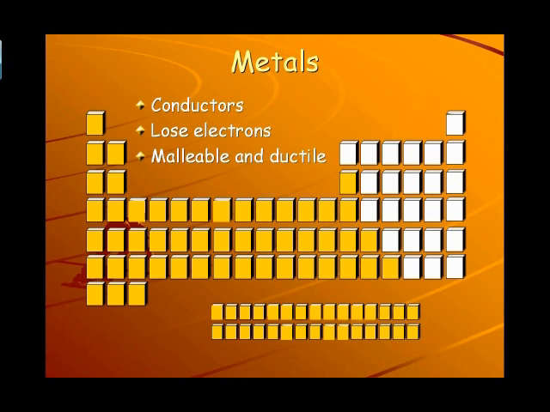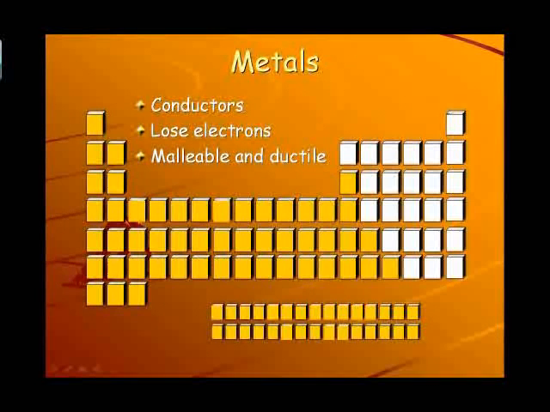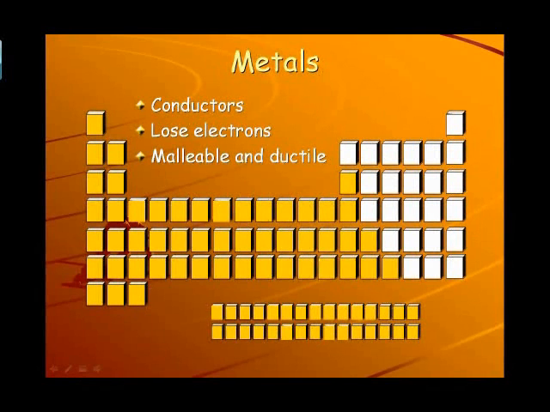Now, on the left side of the periodic table, everything that you see in yellow here, those represent the metals in the table. They're conductors. They typically lose electrons when they bond, which means they tend to have a positive charge as an ion. And so we call them cations when they're charged. They tend to be malleable, which means you can hammer them out into a sheet, like aluminum foil. And they tend to be ductile, which means you can draw them out into a wire, just like copper.